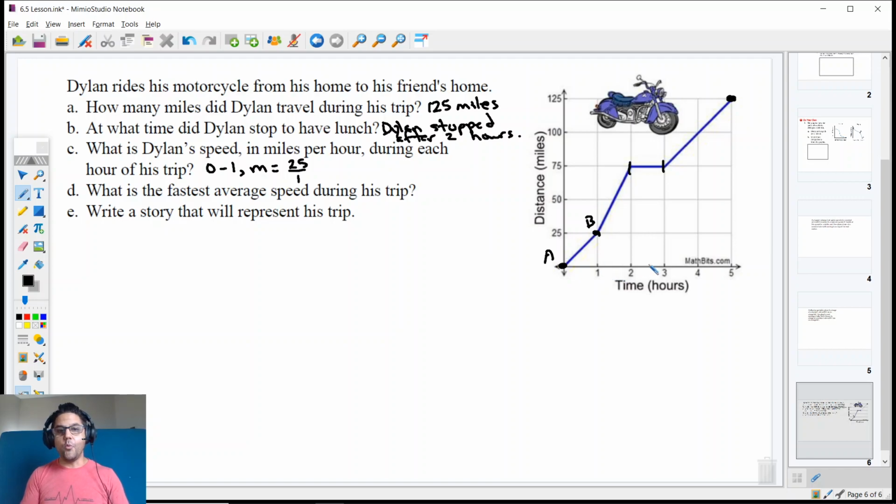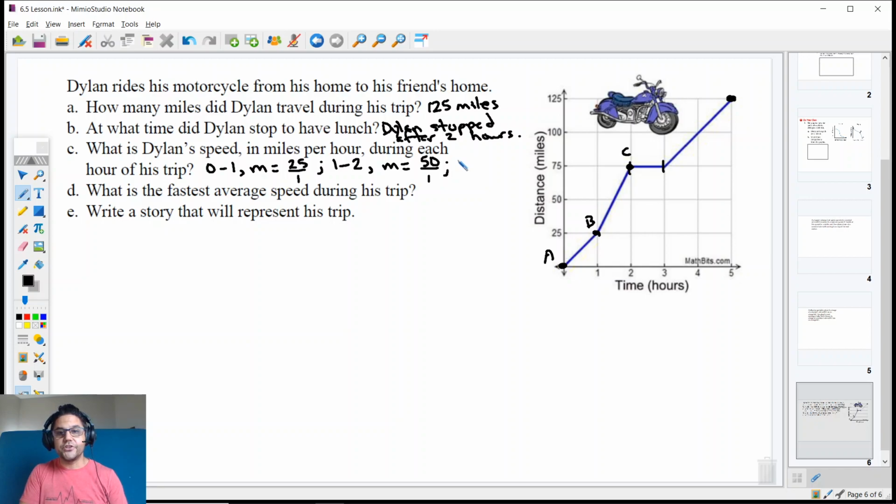All right, from 1 to 2, hour 1 to hour 2. Remember, it's rise over run, so that's really going to be part C here. That's still going to be an hour. But let's see. Ooh, notice the distance that he drove. He went from 25 to 75. 25 to 75 is 50. So he drove 50 miles per hour, that one.